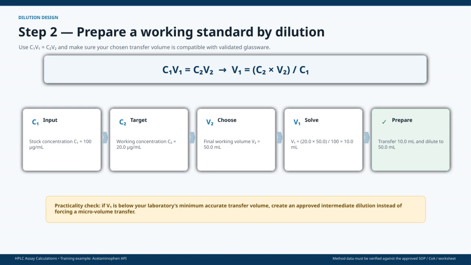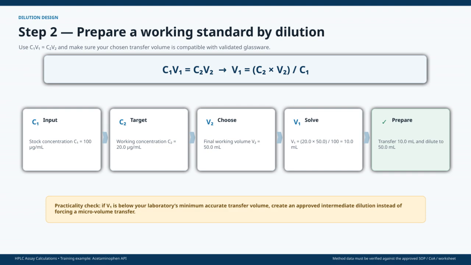The key here is to prepare a working standard by dilution, following the formula C1V1 equals C2V2. This ensures that the concentration and volume of the stock and working solutions are properly balanced. Always verify your method data against the approved SOP, COA, or worksheet to maintain accuracy.